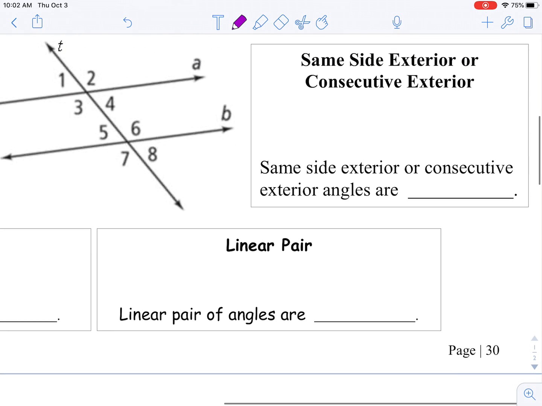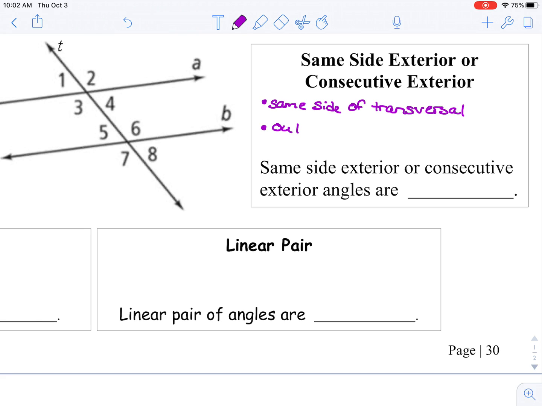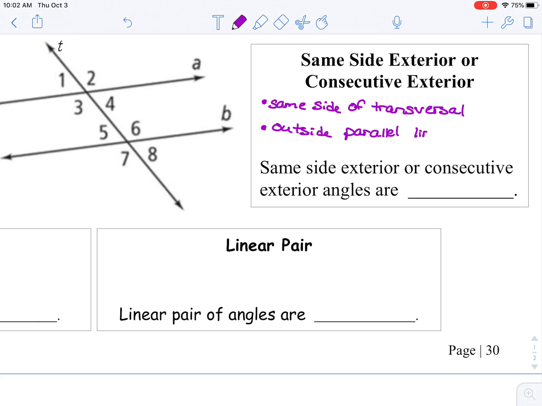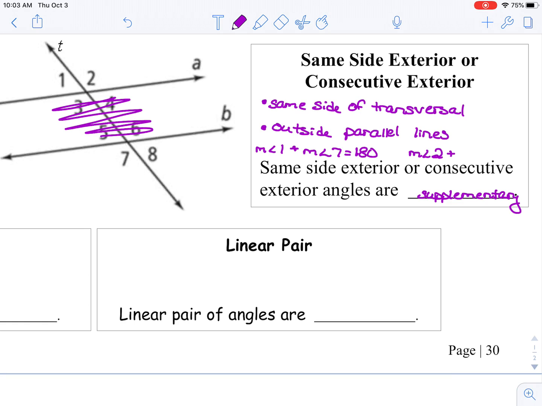So then going across from that, same side exterior angles. Hopefully you're seeing the pattern of what keeps happening. But these are on the same side of the transversal. But now they're outside your parallel lines. Still not adjacent. So if I have to be outside the parallel lines but on the same side of that transversal, that means I could take the measure of angle 1, add it to the measure of angle 7, and I'm going to end up at 180 degrees. I could take the measure of angle 2 and add it to the measure of angle 8. I'm going to get 180 degrees.